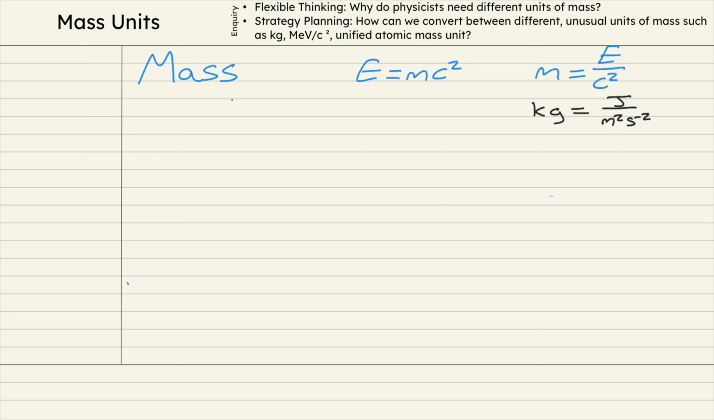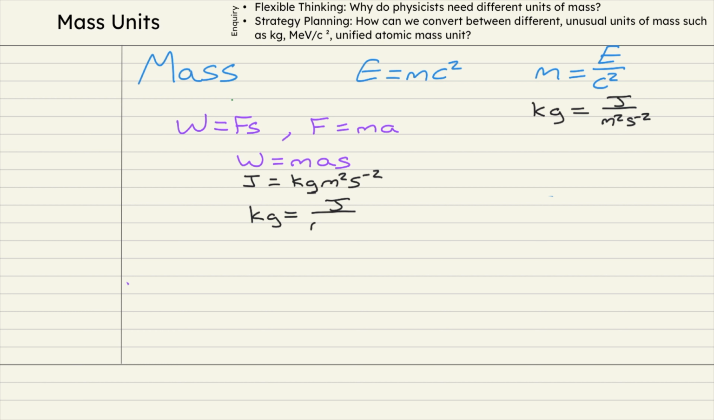So, from W equals Fs and F equals ma, we get W equals mas. In terms of units, that's joules equals kilograms meters per second squared times meters, or kilograms meters squared per second squared. So kilogram equals joules per meter squared per second squared, with meter squared per second squared being units for velocity squared, of course.